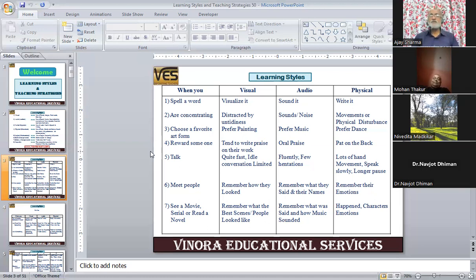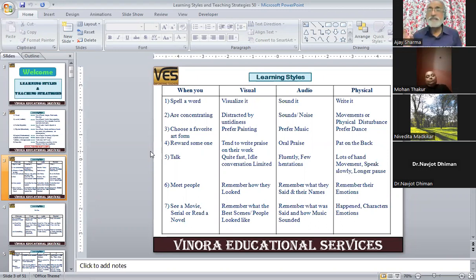Some of the characters you know by name, not by their original name, but by their screen name. Screen name, yes, sir. जैसे अमिताभ बच्चन generally used to have one particular name, Vijay. Most of the times in most of the movies, his name is Vijay. So we remember by that. Audio learners, what was said, how the music sounded. Music was very good. Oh, dialogue was very good. अभी शहनशाह का dialogue हमने repeat किया था.